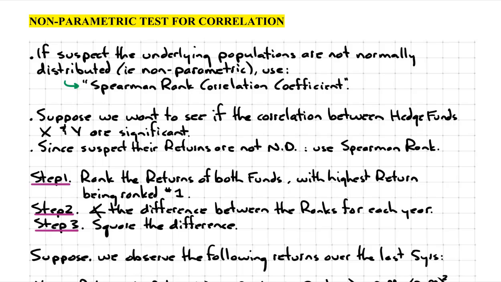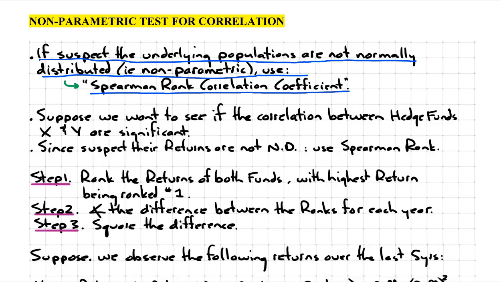Non-parametric test for correlation. If we suspect that the underlying populations are not normally distributed, in other words, they're not parametric, then we have to use what's called the Spearman rank correlation coefficient. So let's just stop there for a quick second.